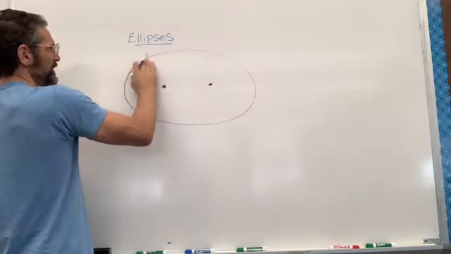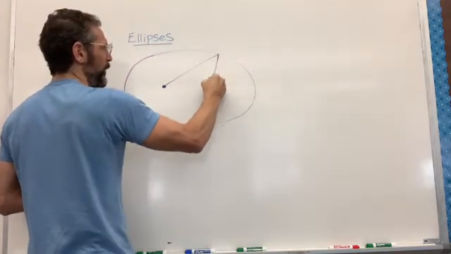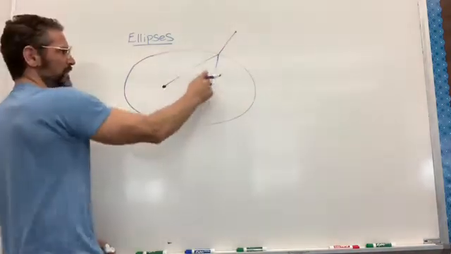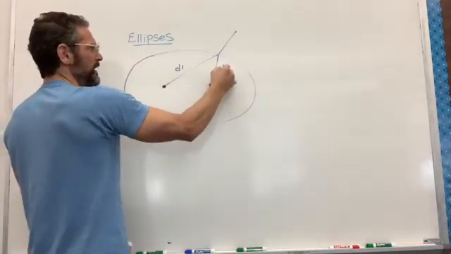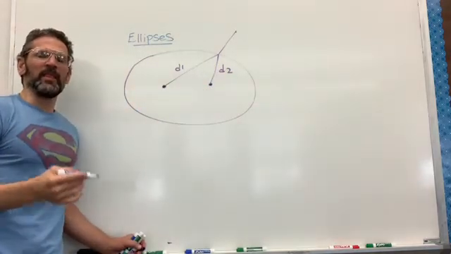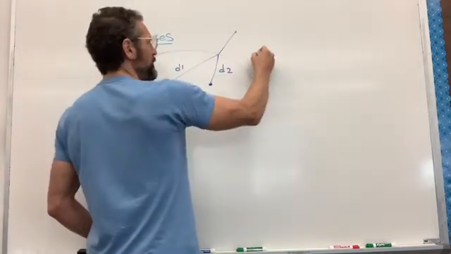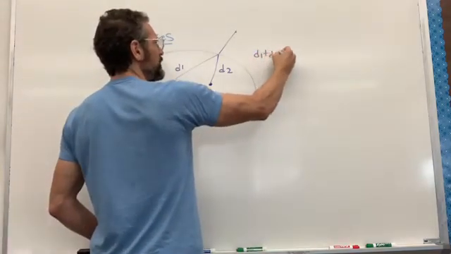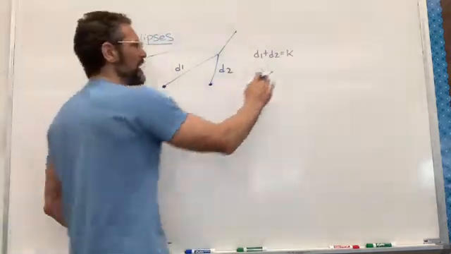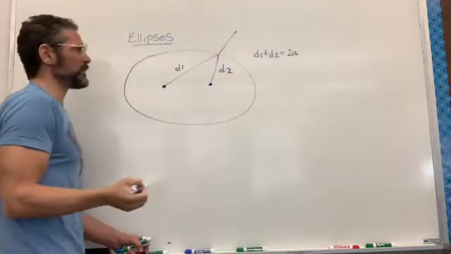If this is the ellipse, you can see that if I pulled taut with a pencil there, the string D1 and D2 would be constant. Of course they would be constant because that is the length of the string. So for any ellipse, D1 plus D2 will equal some constant K. Well, in fact, the constant K is the major axis. So we could say that that is equal to 2A.